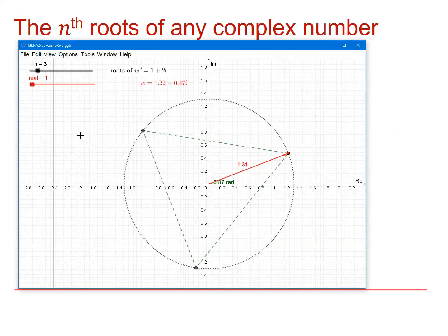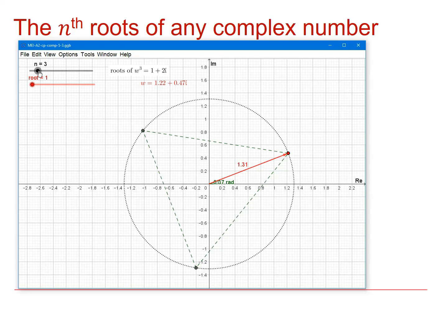Let's have a look at a plot for the nth roots of any complex number. This example is based on a complex number 1 plus 2i, and there are 3 cube roots here. There's the first one, there's the second one, there's the third, and they're evenly spaced around this circle. And this circle has a radius of about 1.3.